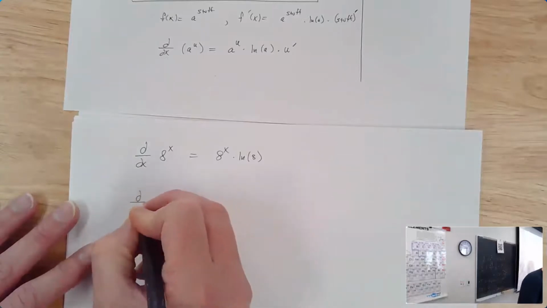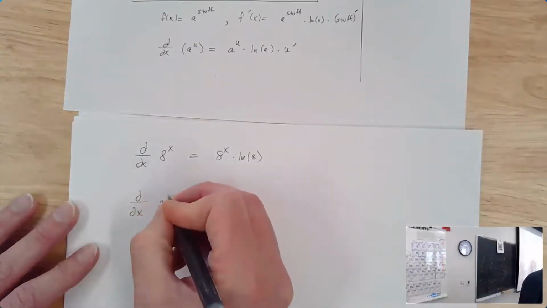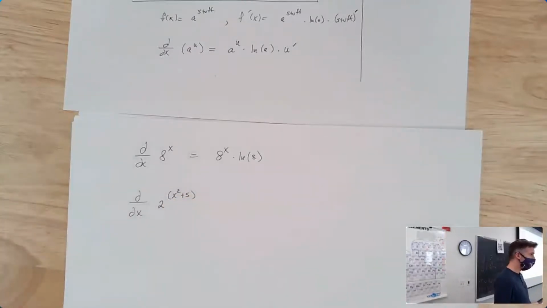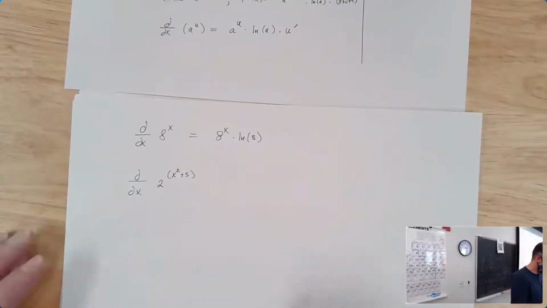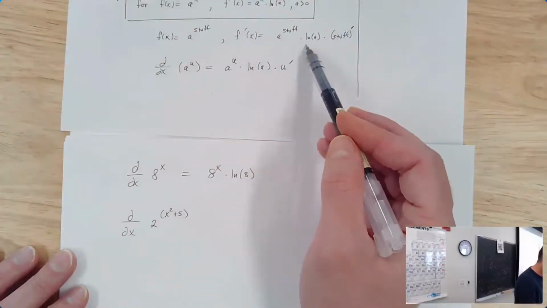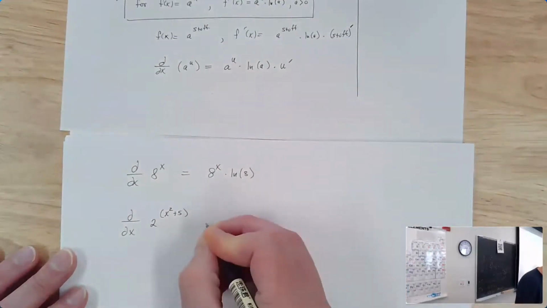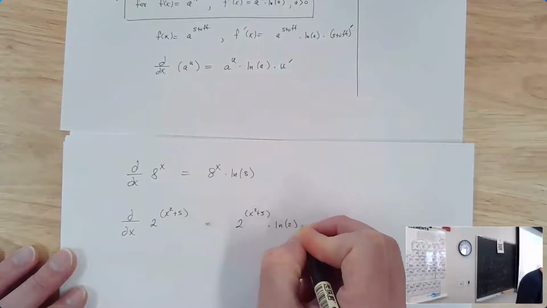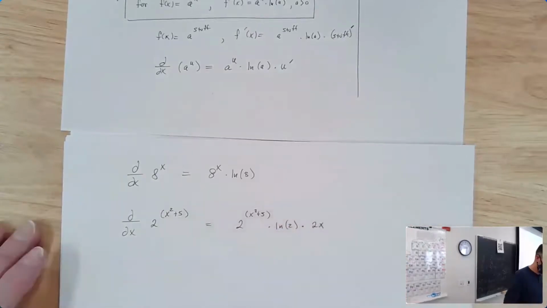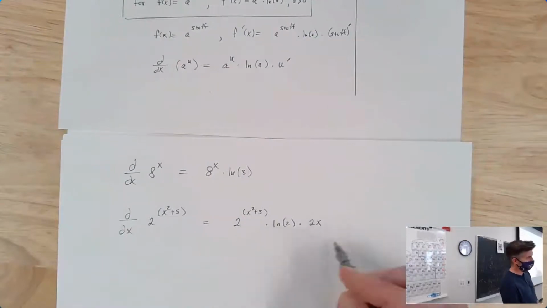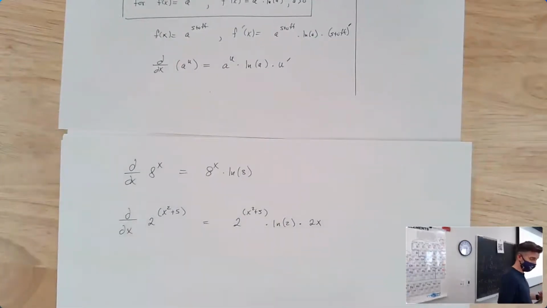If I want to take the derivative of something like 2 to the x squared plus 5, I could write it the long way, but I don't want to. I want to say I know the derivative of a to the stuff is a to the stuff times the natural log of a times the derivative of the stuff. So it's going to be 2 to the stuff times the natural log of 2 times the 2x. That's weird, I usually put the natural log of 2 last, but it doesn't matter what order we multiply things in, so it's perfectly fine to put it there.